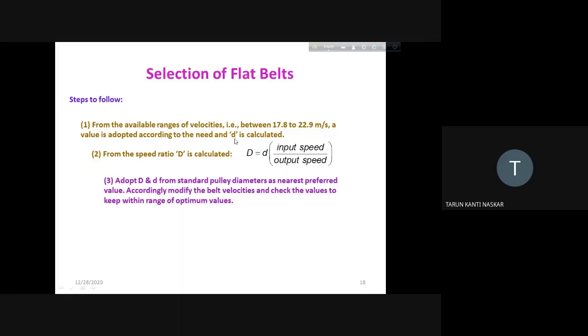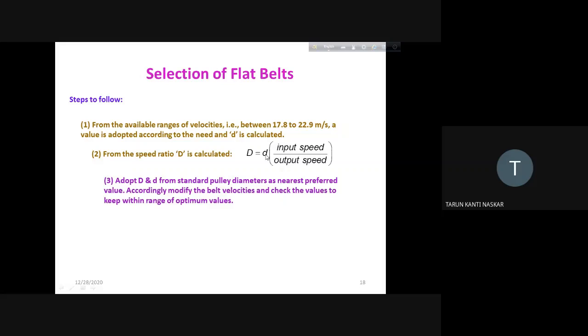You take my point. You have calculated small d, then you have calculated capital D. But this capital D and small d, you have to select from the diameter table. So when you consult the diameter table, whatever capital D and small d you have calculated, you have to change that. That means it should be according to the table value, according to the diameters which are tabled.